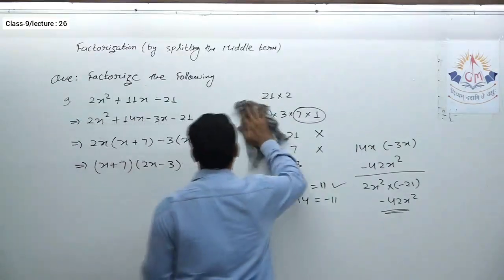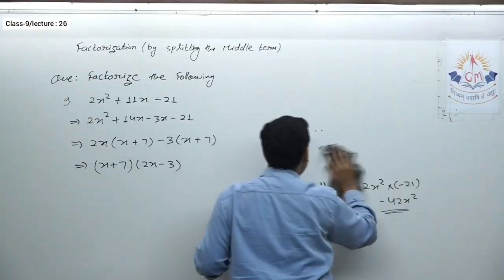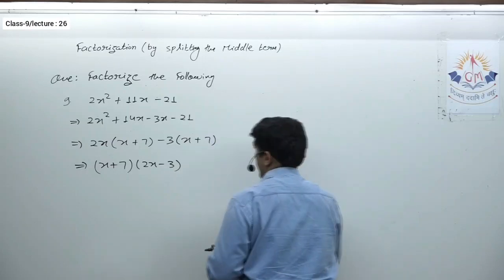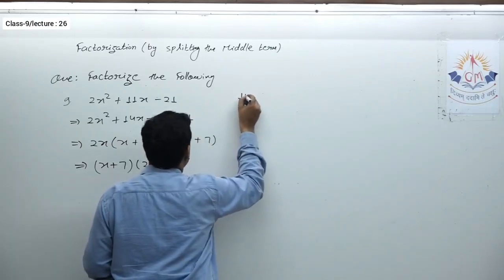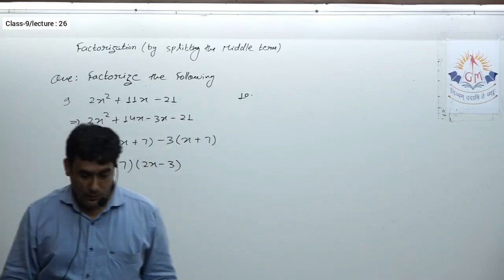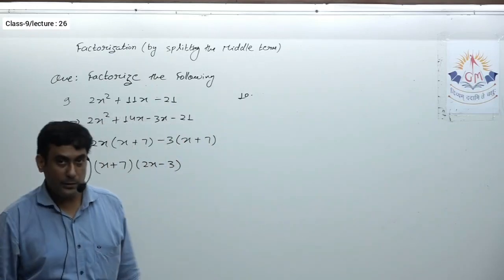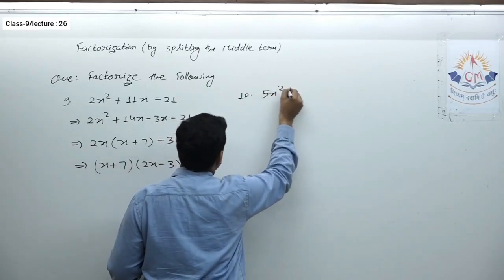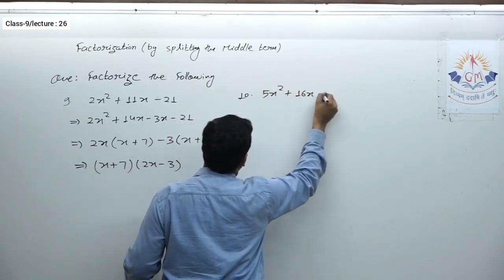Okay, now let us take one more and then I will give you time to note them down. Tenth one. 5x square plus 16x plus 3. Okay, 5x square plus 16x plus 3.